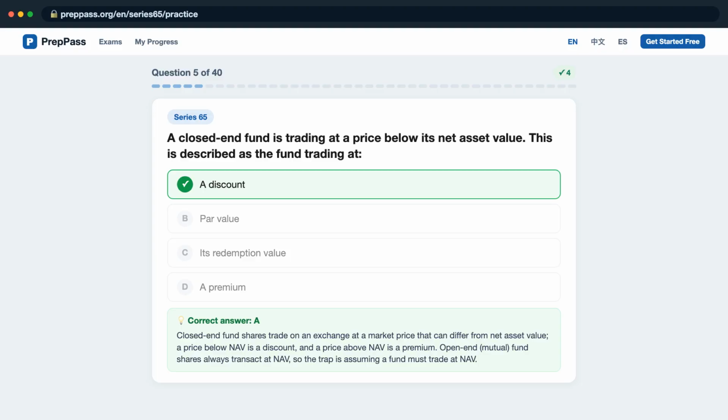Closed-end fund shares trade on an exchange at a market price that can differ from net asset value. A price below NAV is a discount, and a price above NAV is a premium. Open-end mutual fund shares always transact at NAV, so the trap is assuming a fund must trade at NAV.